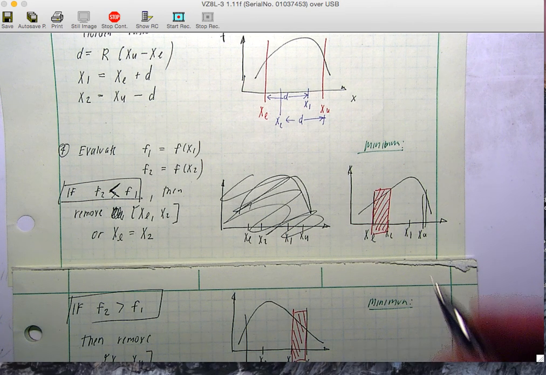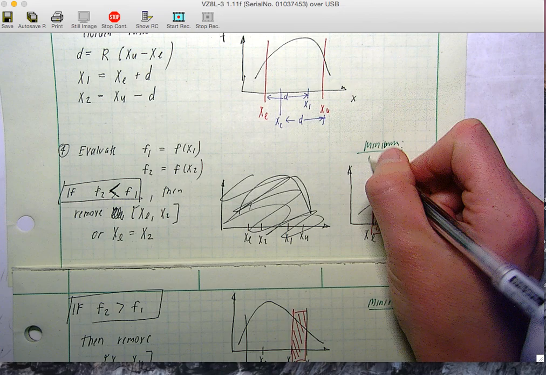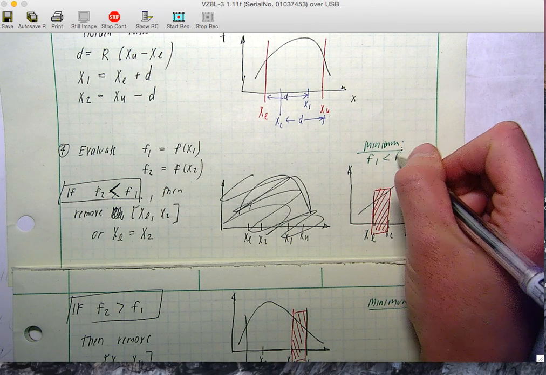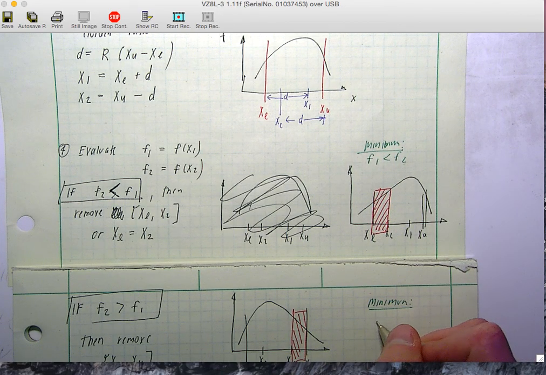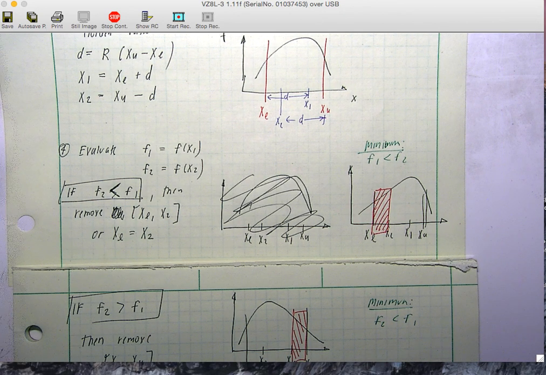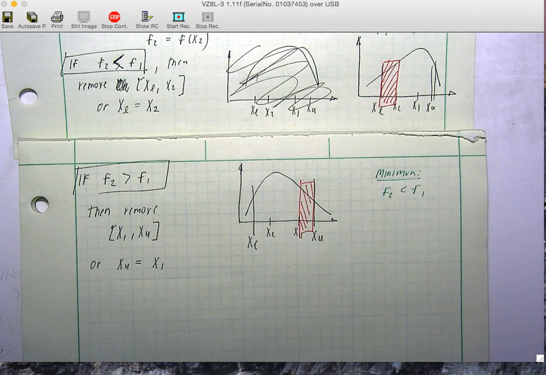So it would be the same, but you're just going to reverse the inequality. f1 is less than f2 for this one, and f2 is less than f1 for this one. So that's what you guys are going to do in your lab.